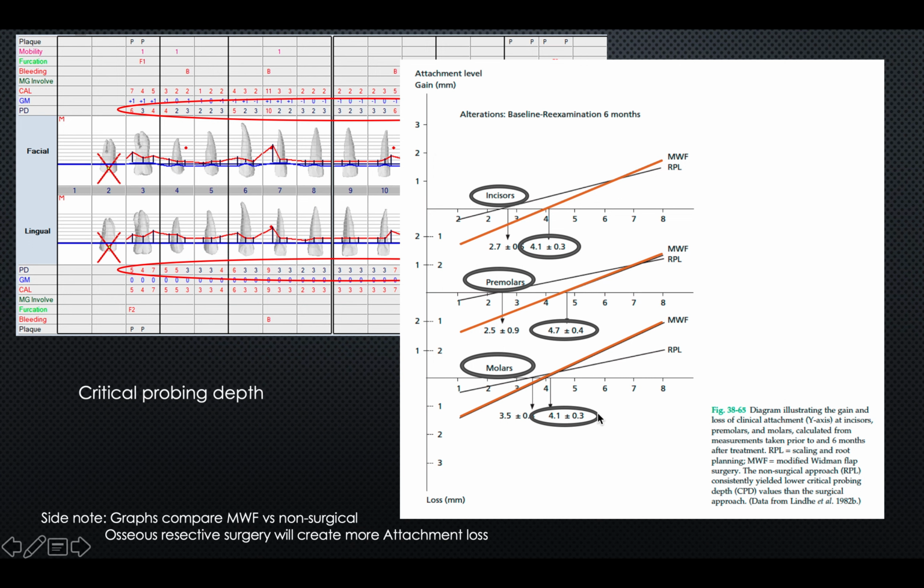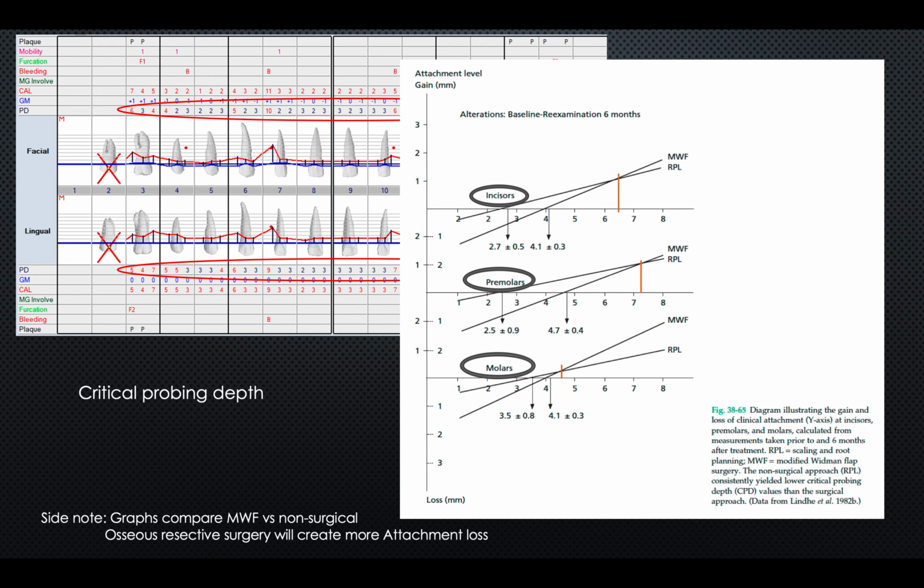Going to molars. For molars, the cutoff for surgery is 4.1. So if I have a probing depth of 4 or less than 4, no need for surgery. Based on this, you actually will create clinical attachment loss if you raise a flap for molars that have 4 mm of probing depth and try to debride the root, because the modified Widman flap is about raising the flap and debriding or cleaning the root surface.